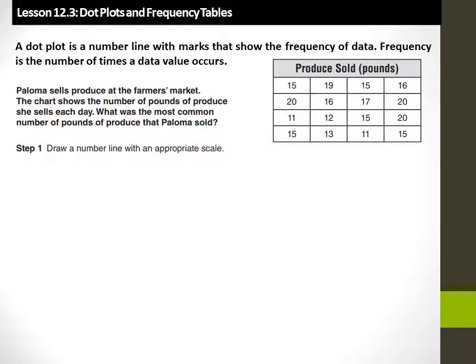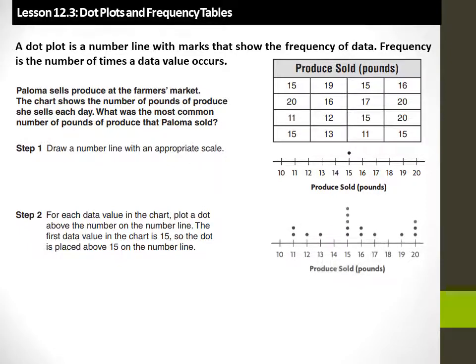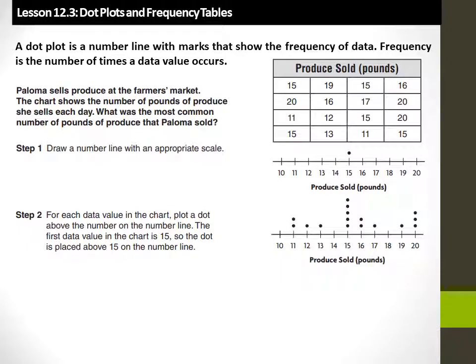Step 1. Draw a number line with an appropriate scale. The chart contains numbers from 11 to 20, so use a scale from 10 to 20. Step 2. For each data value in the chart, plot a dot above the number on the number line. The first data value in the chart is 15, so the dot is placed above 15 on the number line. Complete the dot plot for the other values in the table. Since there are 16 data values, there should be 16 dots in all.